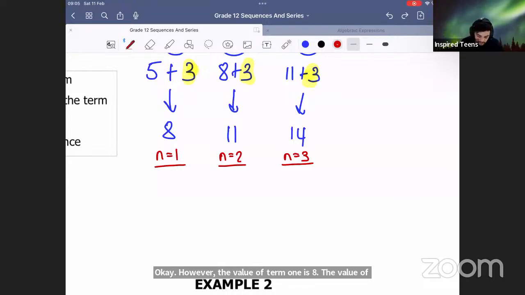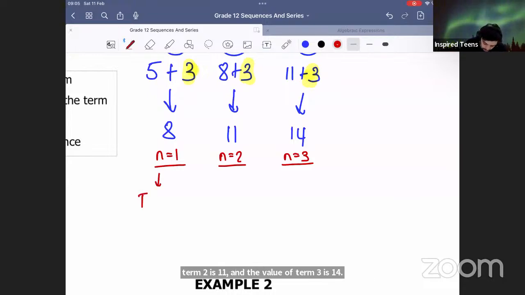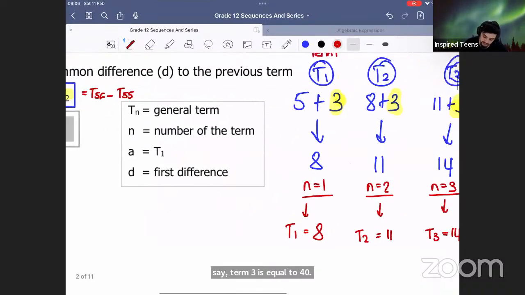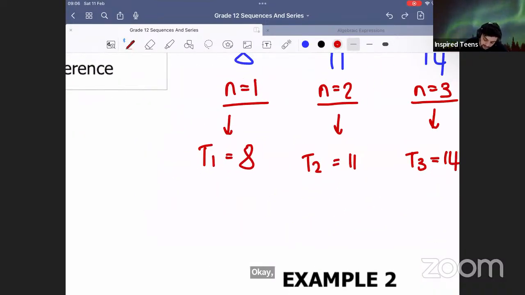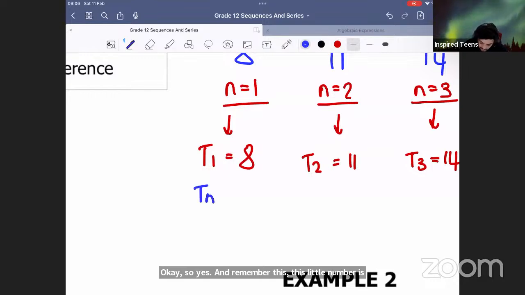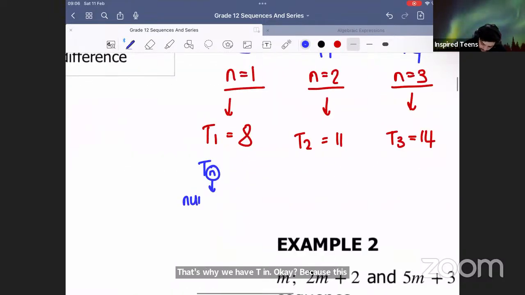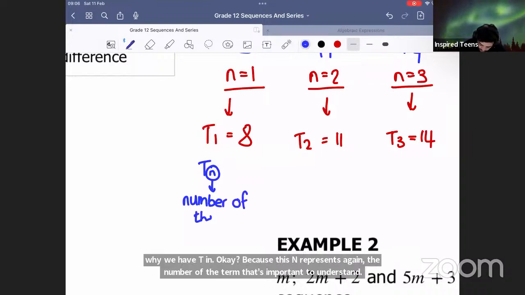So in this case, we could say term 1 is equal to 8, term 2 is equal to 11, and term 3 is equal to 14. Remember, this little number is actually n. That's why we have Tn, because this n represents the number of the term. That's important to understand: the number of the term.